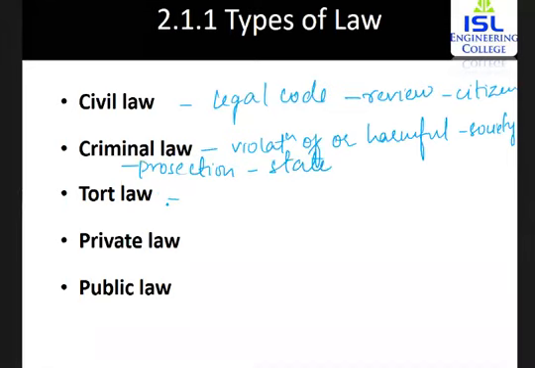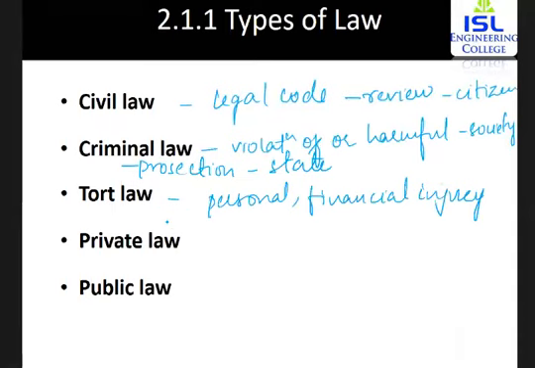The next are tort laws. Tort laws allow an individual to seek recourse against any personal, physical or financial injury. Any personal and financial injury, you can seek recourse through the tort law. There is personal insurance, financial insurance. Any violation is supported by the tort law.